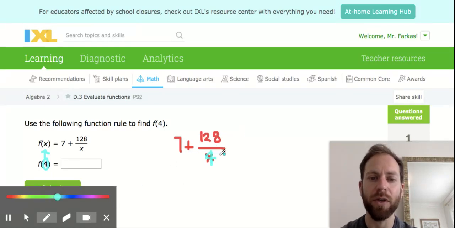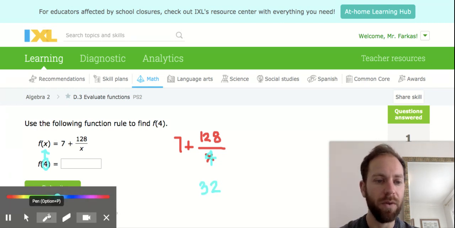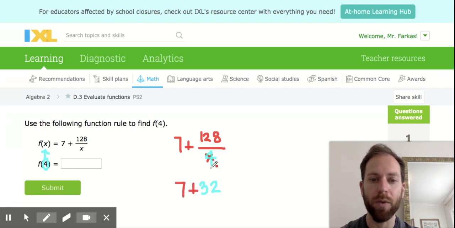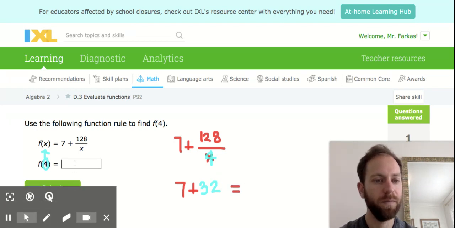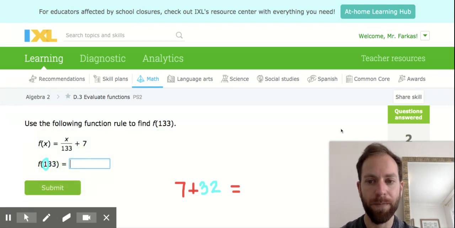What is 128 divided by 4? Well, I know 28 divided by 4 is 7, and I know 100 divided by 4 is 25. So that must be equal to 7 plus 25, which is 32. So what this really is, is 7 plus 32. And if you want to check that, 4 times 2 is 8, 4 times 3 is 12, 4 times 32 is 128. That works. So this is really 39. So when you input a 4, you get out a 39.